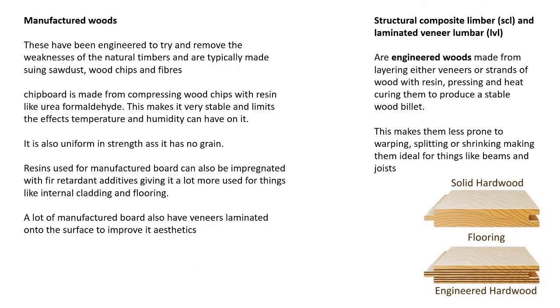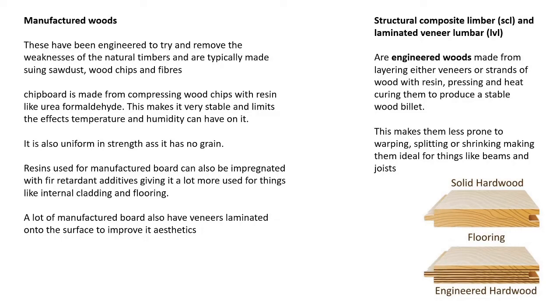So manufactured timbers or woods. These have been engineered to try and remove the weaknesses that we've just talked about, making sure you don't have those rots, those knots, those twists, and so on. Typically using sawdust, wood chips, and fibres. So chipboard is made from compressed wood chips with resin, like urea formaldehyde. This makes it very stable and limits the effect of temperature and humidity on it.